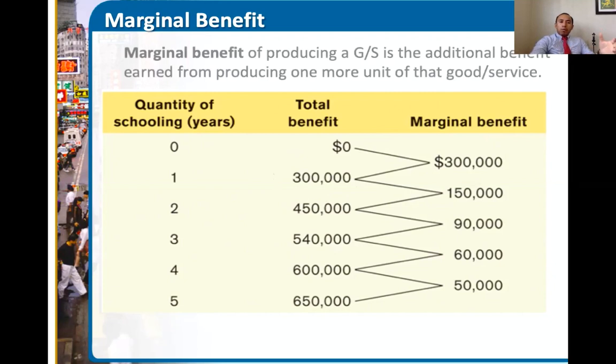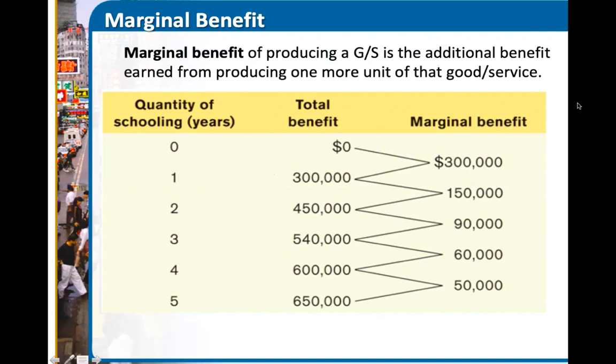Now, what we're looking at is the marginal benefit of each individual unit produced. The marginal benefit of producing additional units here is changing, or in this case, is diminishing. We start at $300,000. The second year provides you only $150,000. The third year provides you only $90,000. The fourth year provides you only $60,000, an increase from 540 to 600. So the difference here is $60,000. And if you notice the fifth year, it's going to give you the least benefit, $50,000.